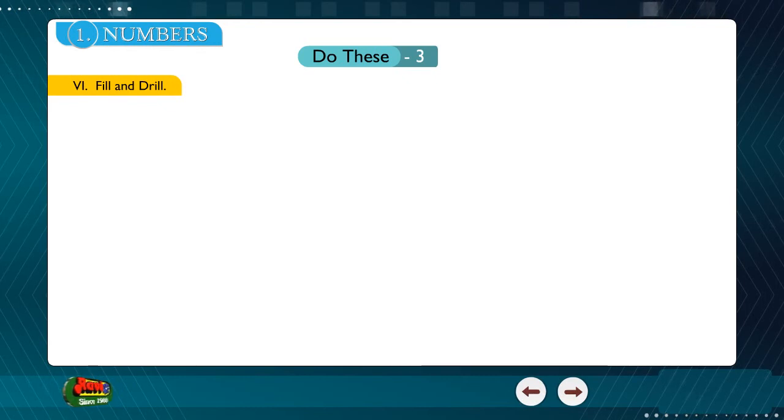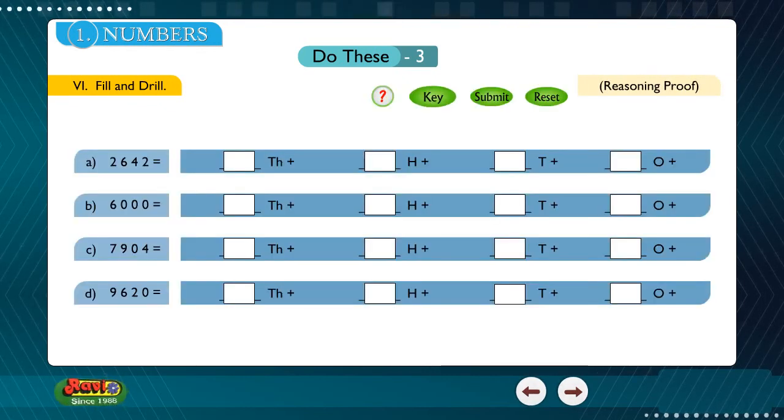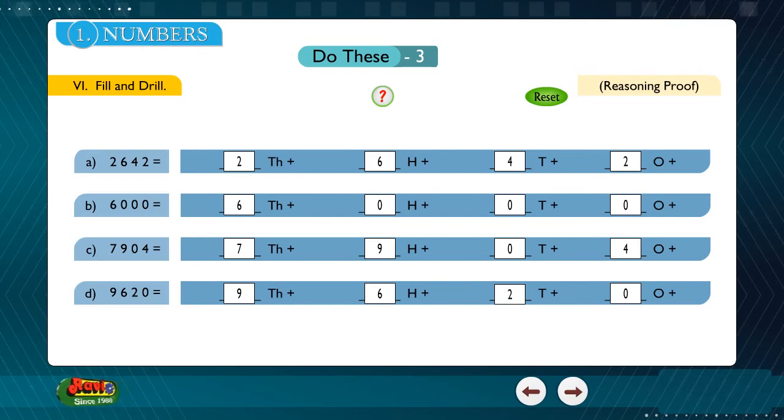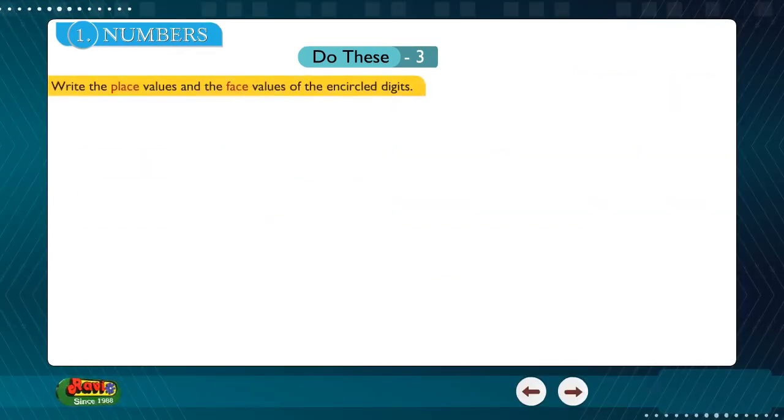6. Fill and drill. Reasoning proof. Seven. Write the place values and the face values of the encircled digits. Communication.